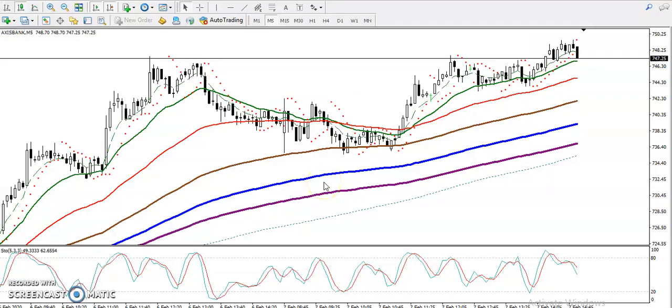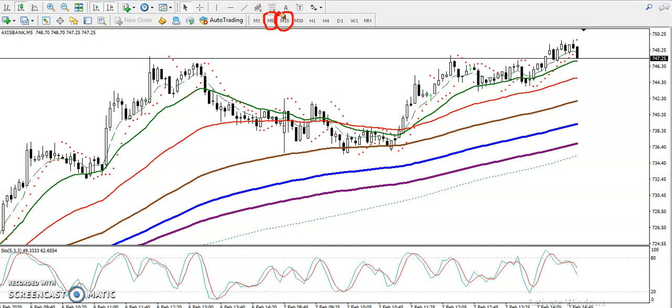Now you can see I use moving averages to find the trend. Remember how I identify the trend. For intraday, I'm using 2 time frames: one is the 5-minute time frame and the other is the 15-minute time frame.